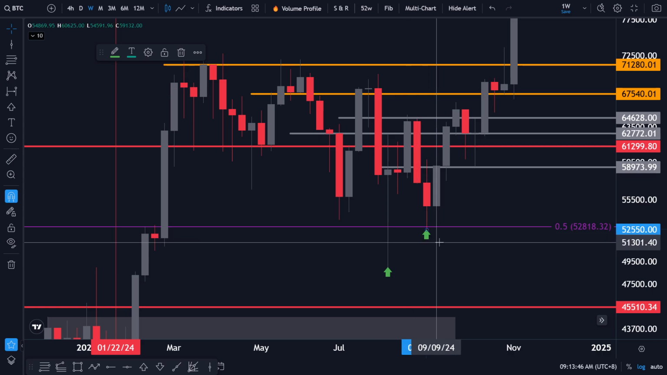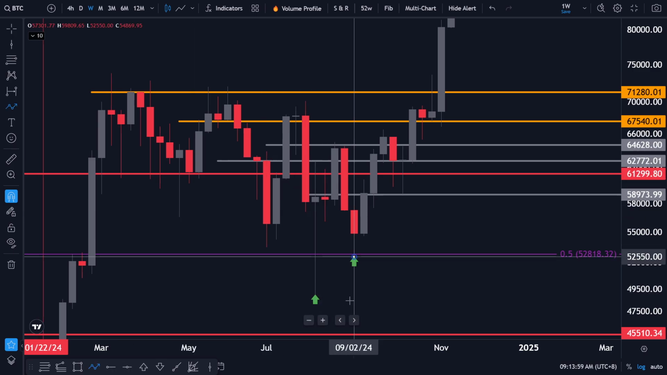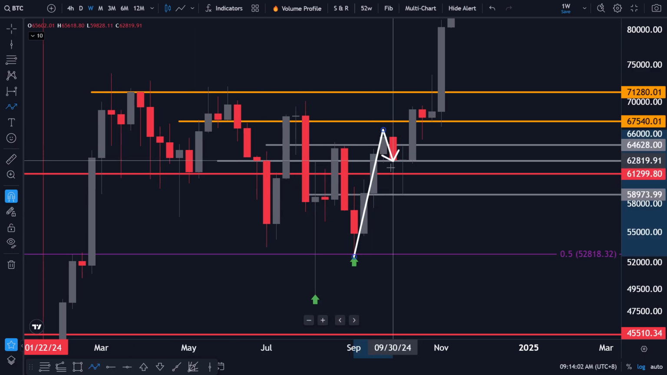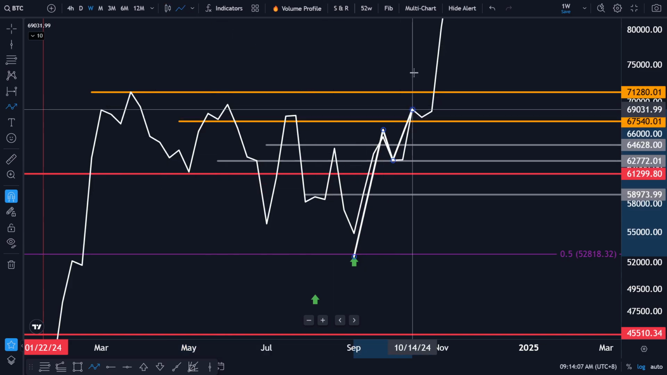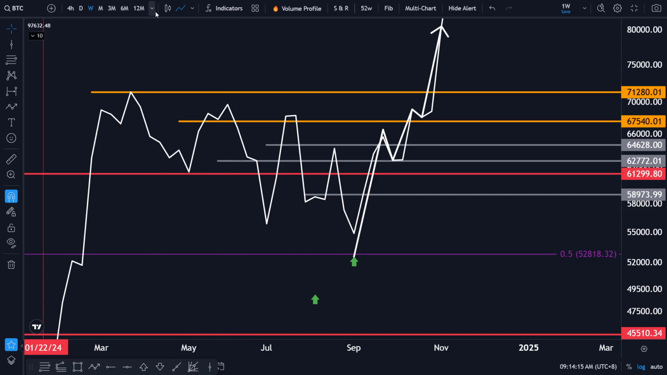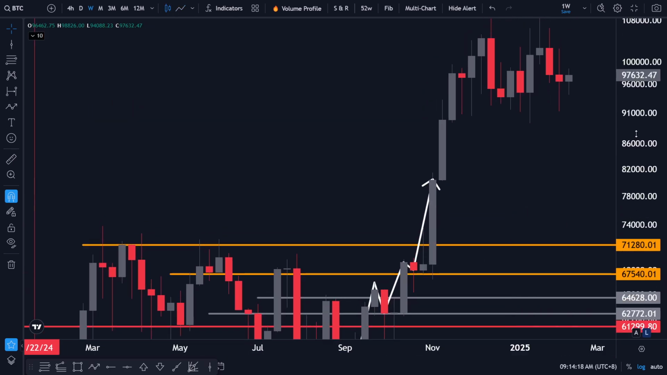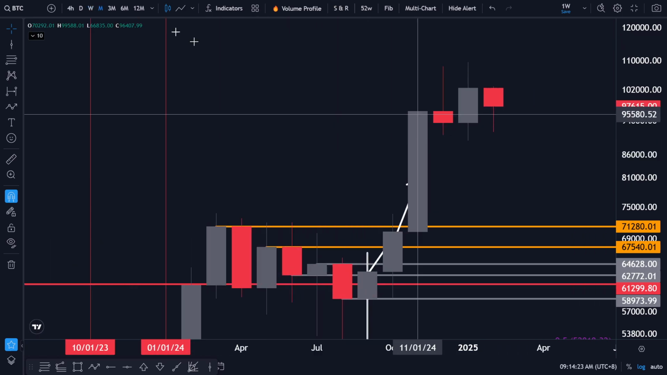And after doing that retest, it was able to do a higher high and a higher low. Let me show you. Change it to the line chart. There. Higher high, higher low, and then finally the break. So we are now on this level. Let's go back to the monthly chart.